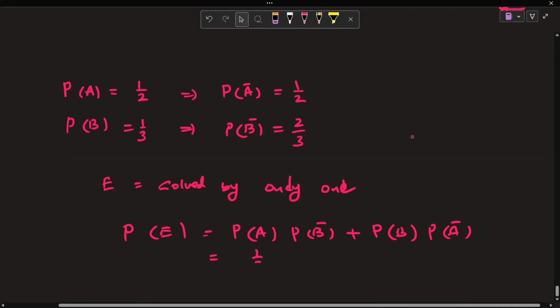P of A is 1 by 2, times 2 by 3, plus P of B is 1 by 3, and what is A bar? 1 by 2, very good. Don't cancel anything. 2 out of 6 plus 1 out of 6. That means 3 out of 6, that means 1 by 2 is the answer. Okay. Last question.